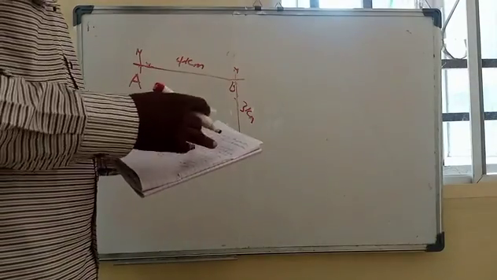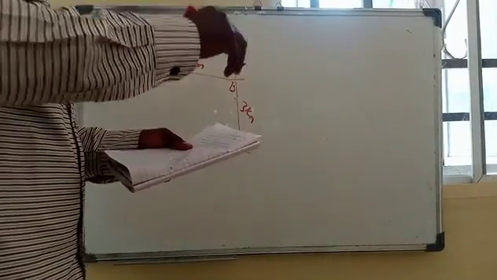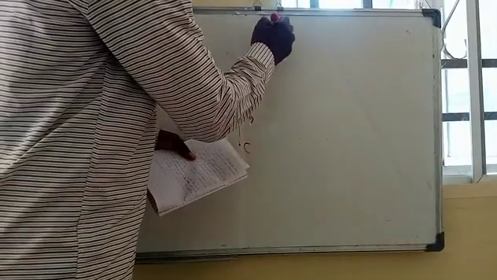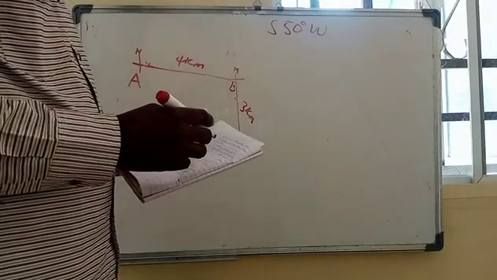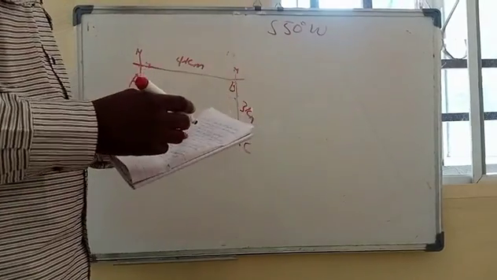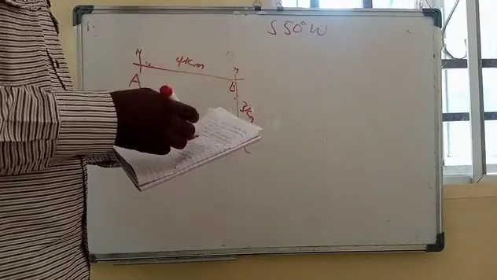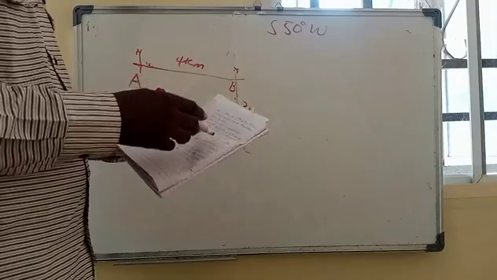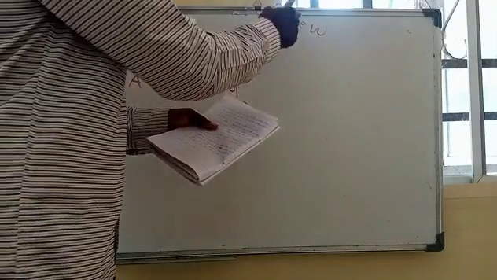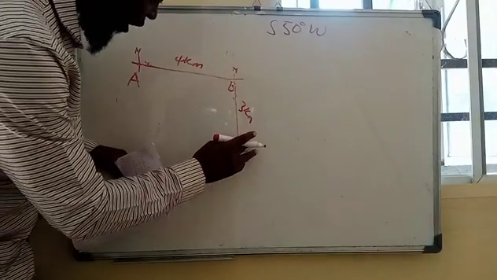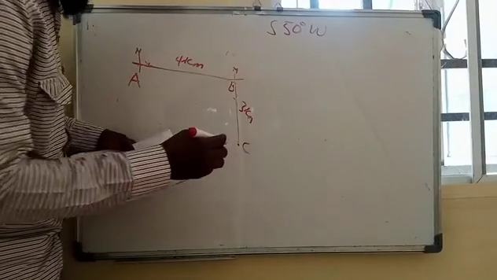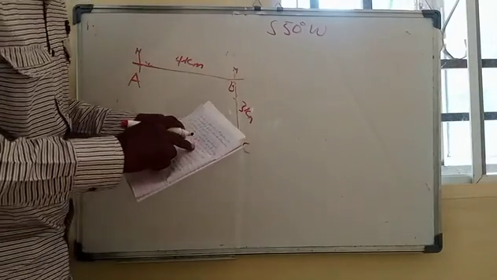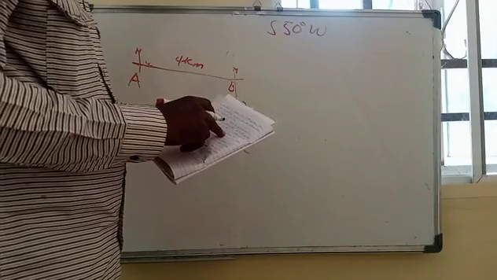And D is 4 kilometers south 50 west. South 50° west. You understand? That is the location of point D. D is 4 kilometers, 50 degrees south of west from C. So which means D is taking its reference from C, and from C you have to move 50 degrees. You understand?